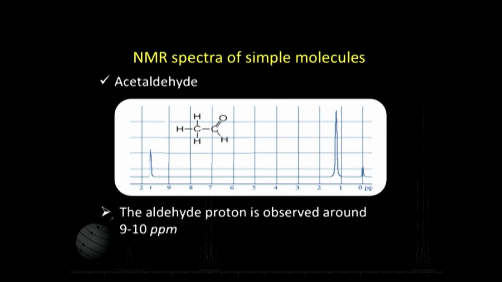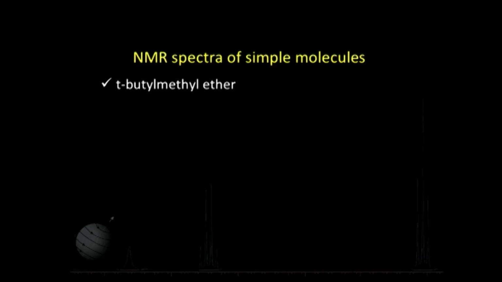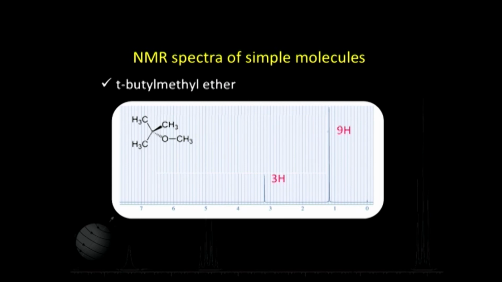9 to 10 ppm. Let's go further and look at one more molecule, tertiary butyl methyl ether. The spectrum is something like this. In this case you are getting again just two signals, because there are only two kinds of protons. Tertiary butyl, again another indication here: all these 9 protons, 3 plus 3 plus 3, are equivalent. They are coming at around 1.2 ppm as one singlet, a 9 proton singlet.